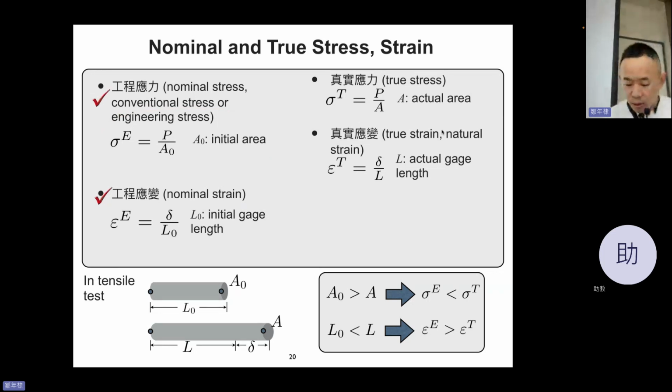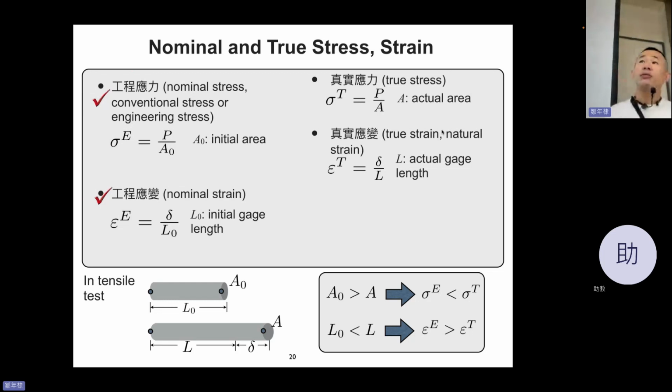So sigma E means engineering stress, and this is exactly what we talked about yesterday. This is what we normally use. The area A is actually the initial area: P divided by A0. In English, we sometimes say zero as "naught".